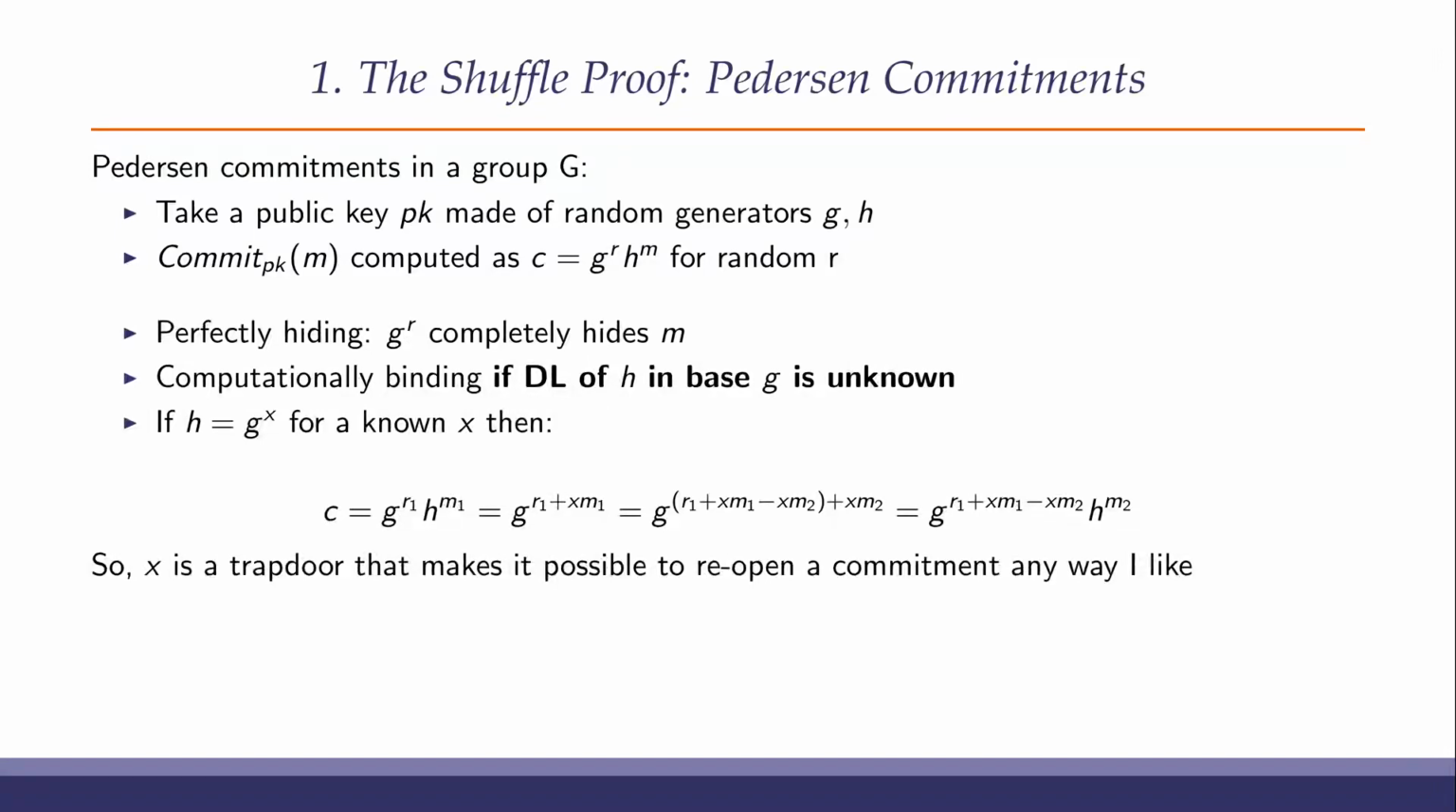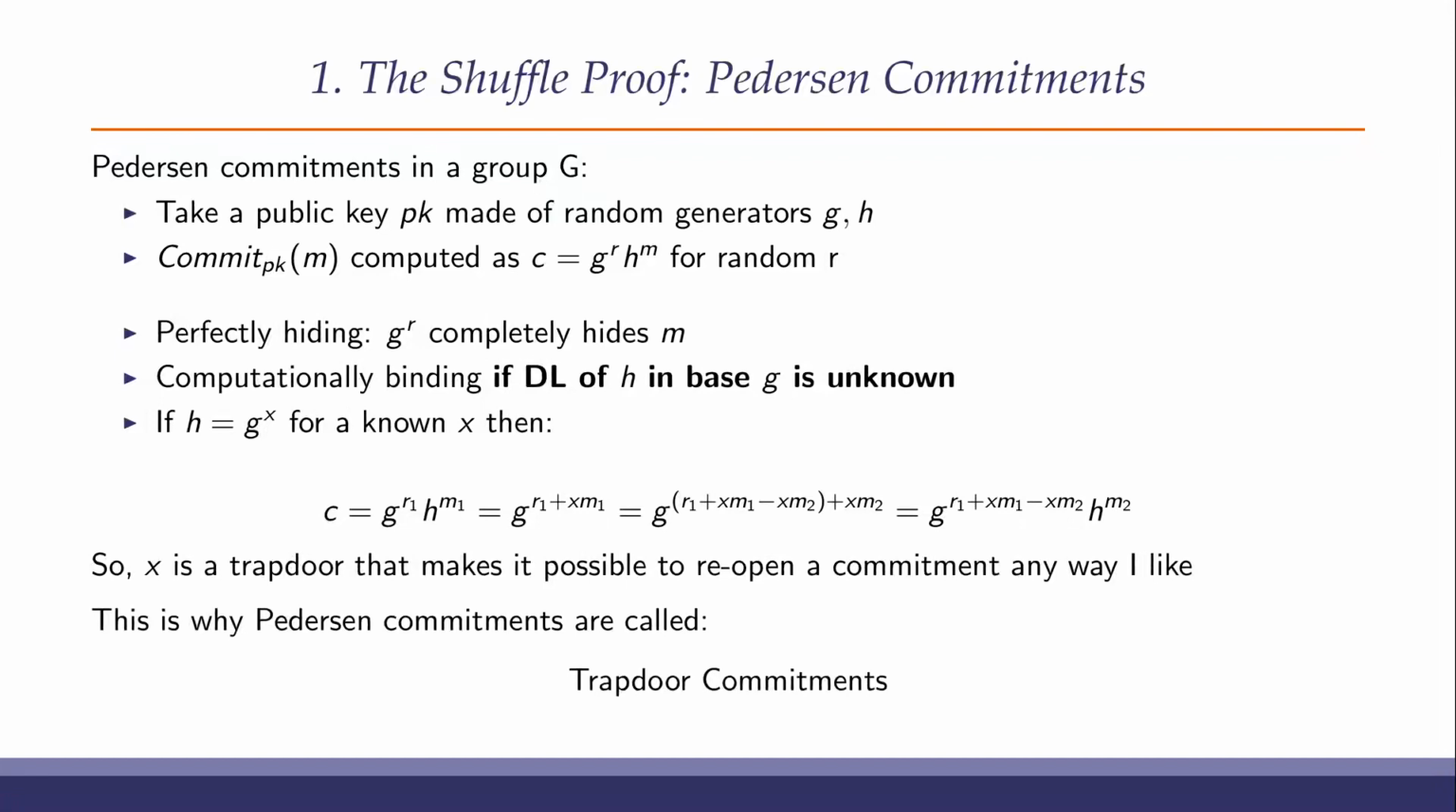However, it's equally obvious that this is necessary, right? Because if you do know that H equals G to the X for some X, then you can easily see how to open any given commitment that you produced any other way you like. So, formally speaking, if we talk about Pedersen commitments, we would call them trapdoor commitments, because the discrete log of H base G is a trapdoor that allows you to open the commitment any way you like.